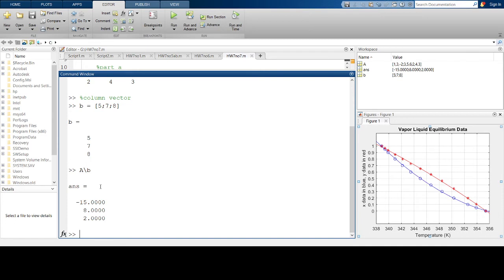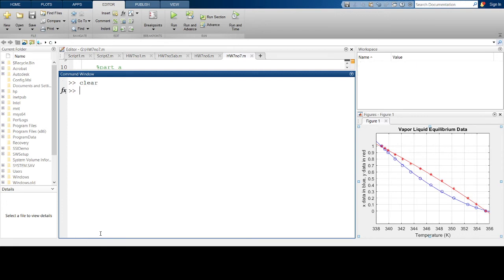Boom. These are your solutions. So the first one is the x value, second one is the y, third one is the z. Okay, now let's do part C.